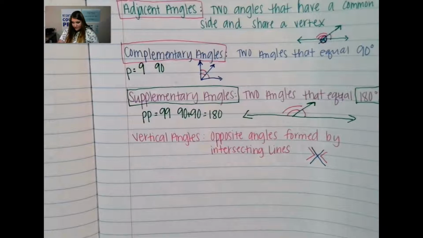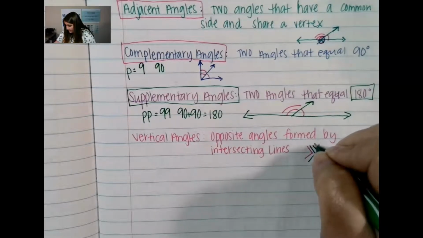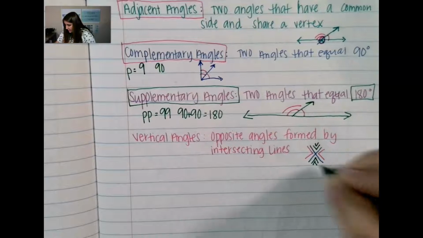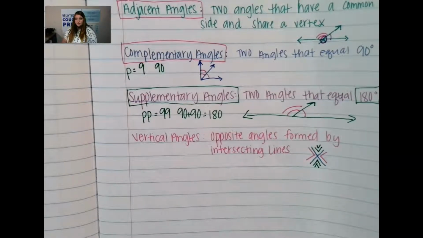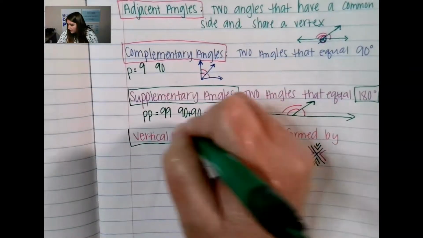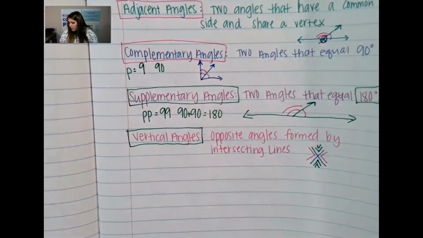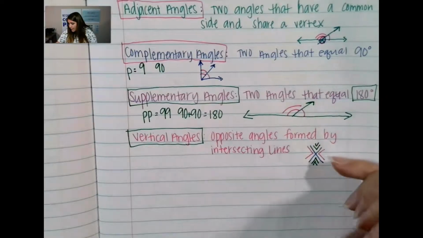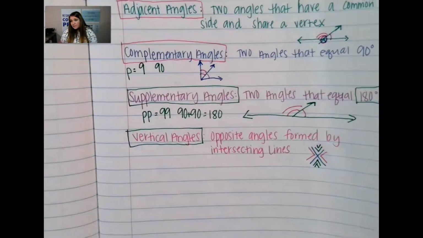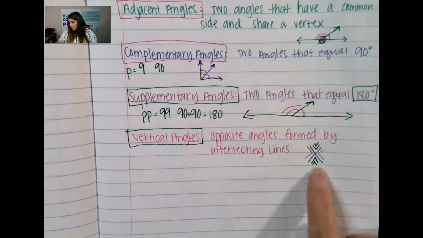And you could have this side be opposite, and this side be opposite. Ooh, that's kind of a cool looking picture there. Okay, so you have vertical angles: opposite angles formed by intersecting lines. They have the same measurements that are opposite one another. So this side is equal to this side, and this side is equal to this side. That's why I put them in the same colors.